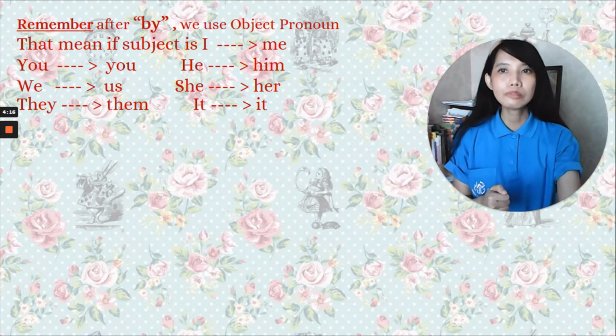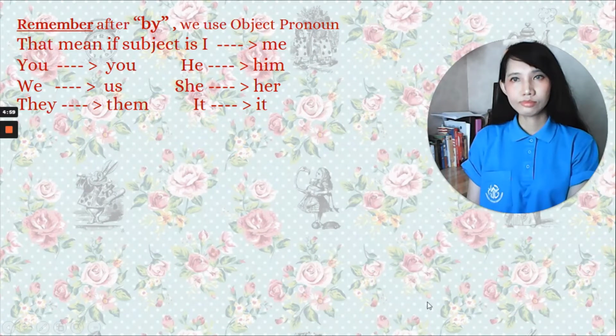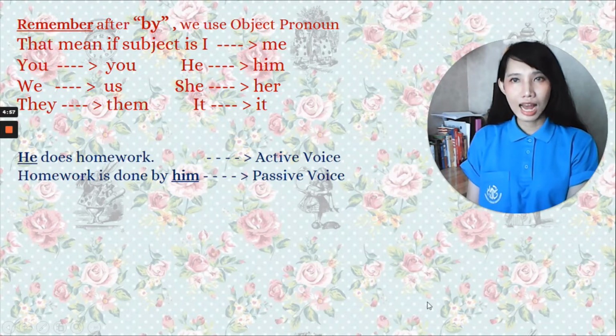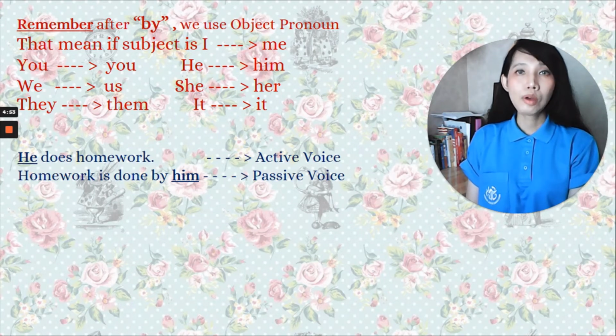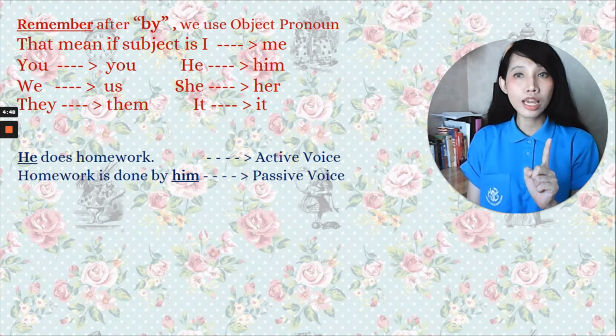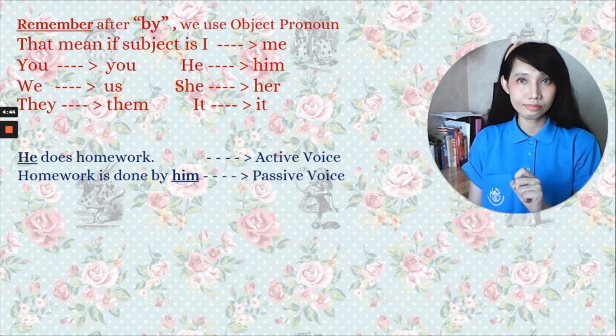For example, he does homework. This sentence is active voice. When you change it into passive voice, don't forget to change he to him. For example, homework is done by him.